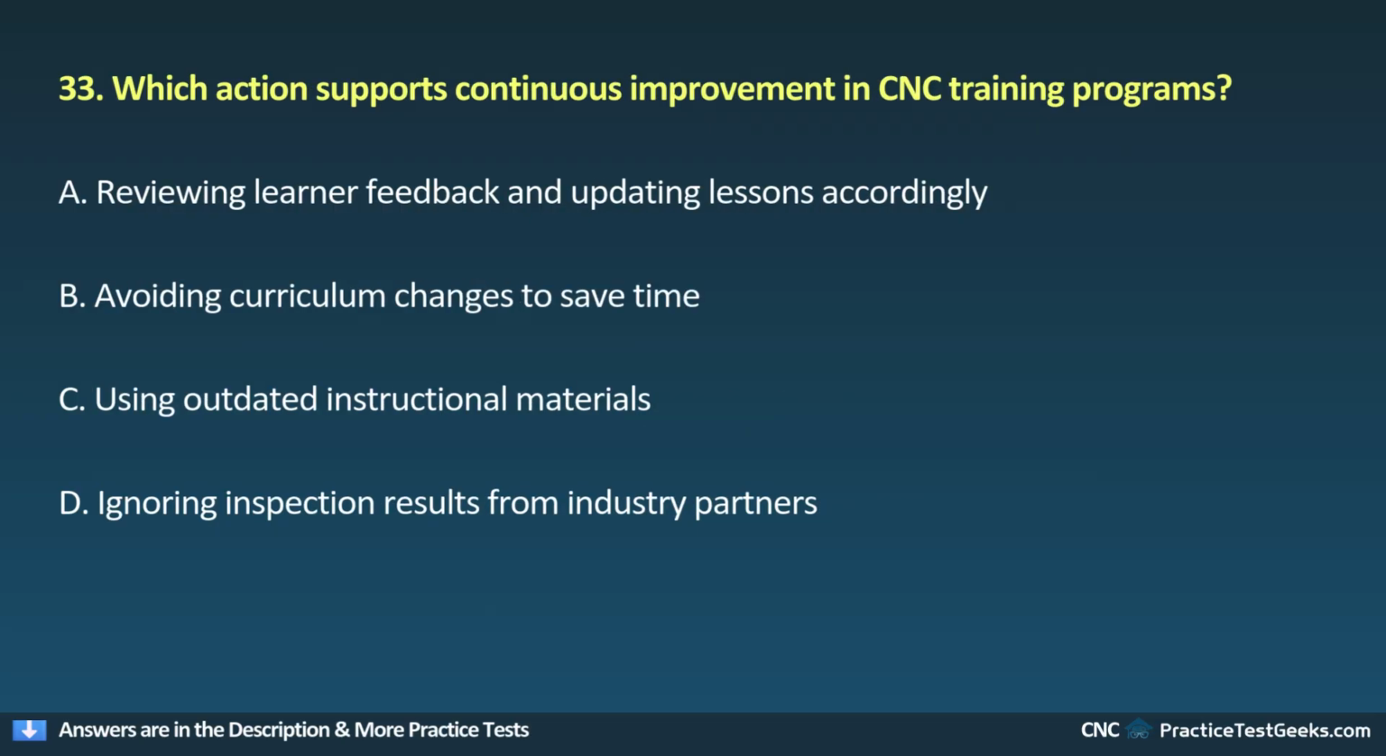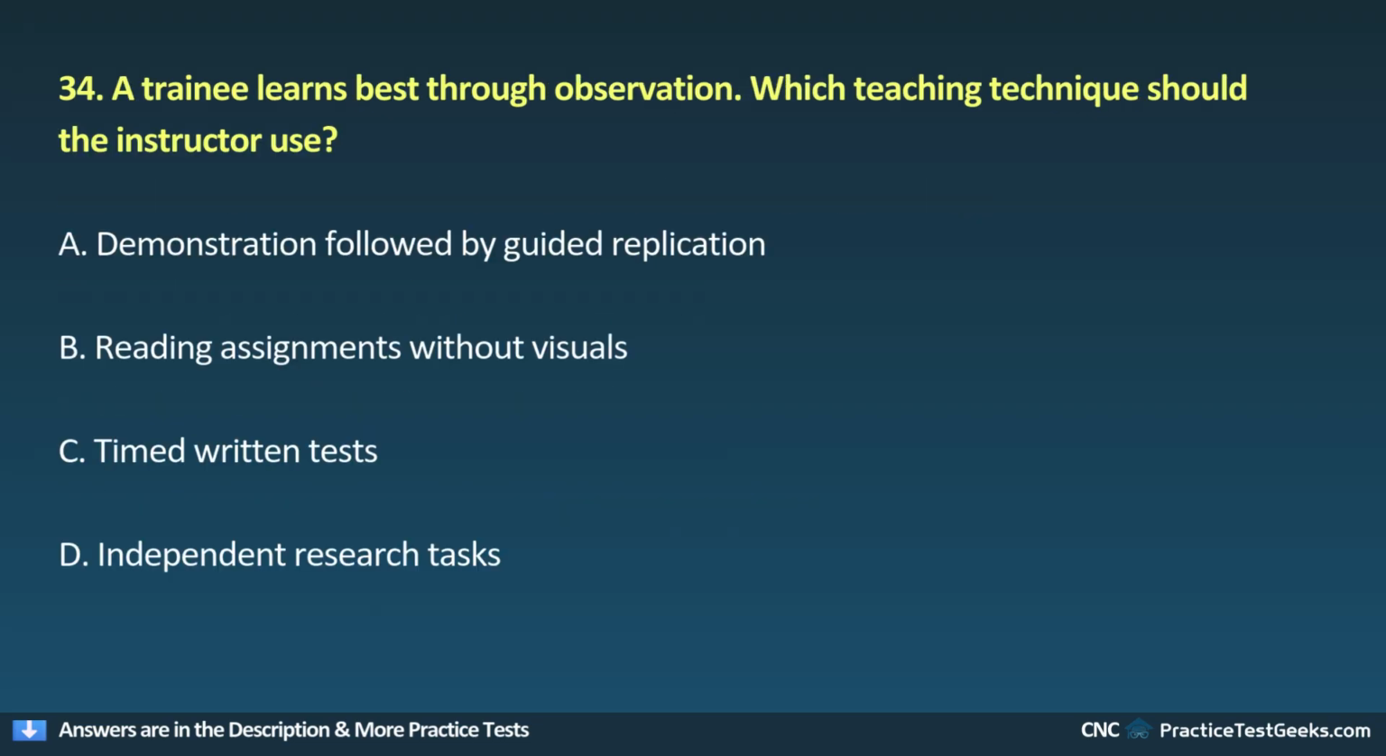33. Which action supports continuous improvement in CNC training programs? A. Reviewing learner feedback and updating lessons accordingly. B. Avoiding curriculum changes to save time. C. Using outdated instructional materials. D. Ignoring inspection results from industry partners.